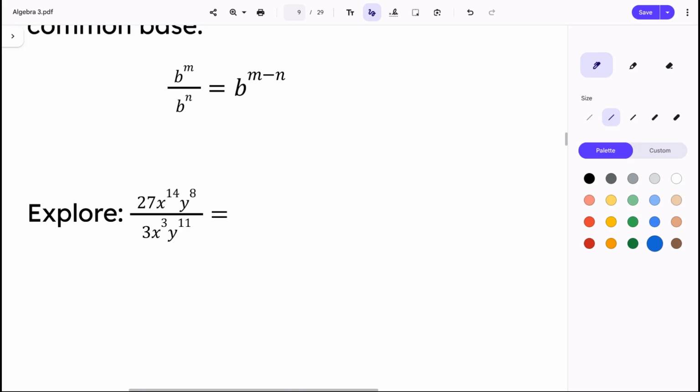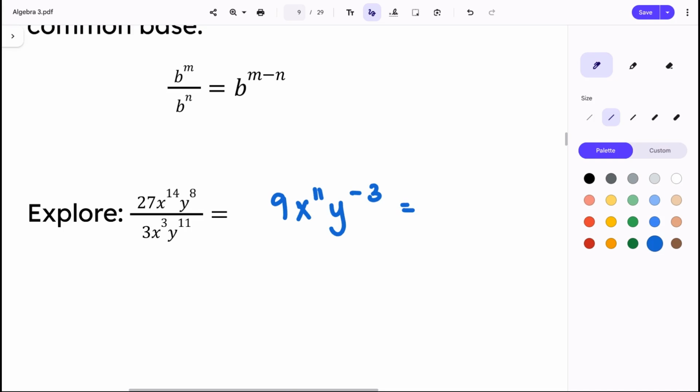Just like before, if you have regular numbers, just divide like normal. What's 27 divided by 3? 9. Okay, now my X's, what's 14 minus 3? Good, 11. And what's 8 minus 11? Good, negative 3. Now we haven't talked about this yet, but maybe you remember from last year, are we allowed to keep negative exponents? No. What should we do to fix this? Put it on the bottom.